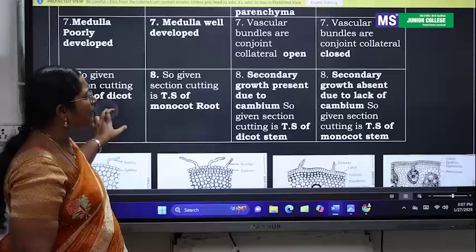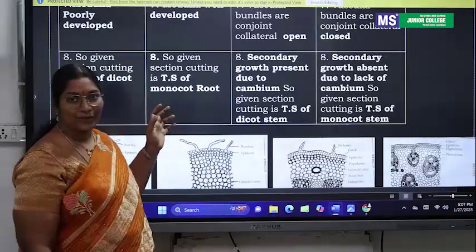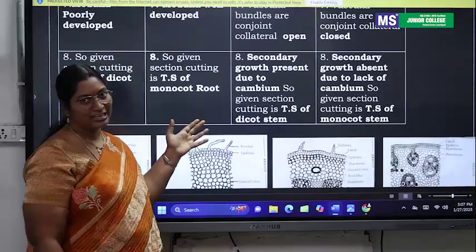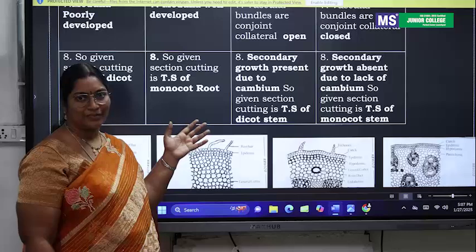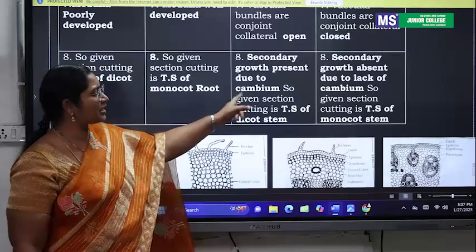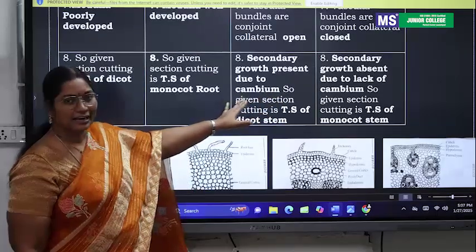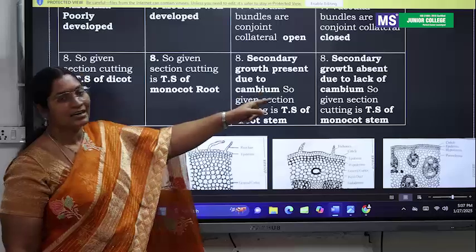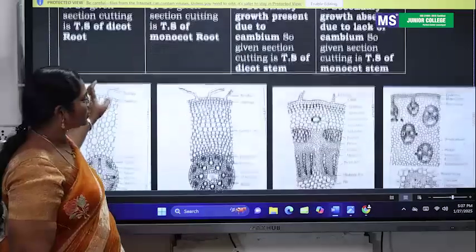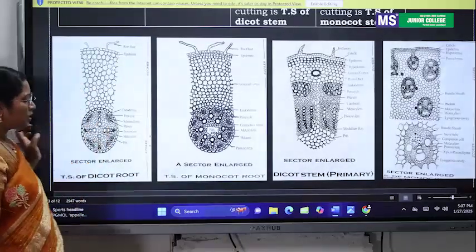By observing the above characters, we can happily say whether the given section cutting is dicot stem or monocot stem. Very importantly, here a well developed medulla is present, there no medulla is observed. Here pericycle, ring shaped vascular bundles, there scattered vascular bundles can be observed. So, these are the diagrams. Mandatorily you need to draw this.